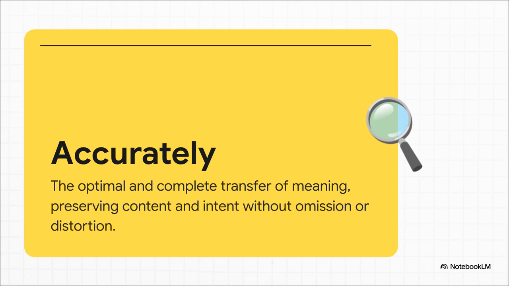Okay, last definition from Rule 429VB, and honestly, this might be the most important one. Accurately. What does it mean? It's not just getting the words right. It means a complete, total, undistorted transfer of meaning. That means preserving the content, sure, but also the intent. Even if the testimony is offensive or shocking or just plain weird, the interpreter's job is not to clean it up, it's to deliver it, word for word, feeling for feeling.